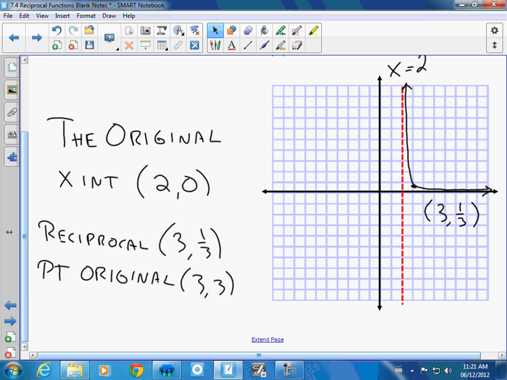Okay. Now, let's see if you remember this stuff. This is from back in grade 9 and grade 10. If you have a set of points, can you figure out what the equation is? Do you remember this?